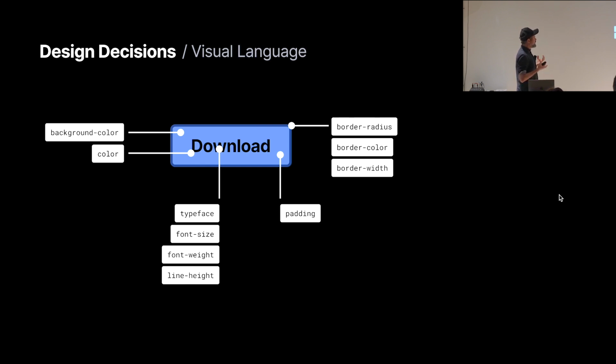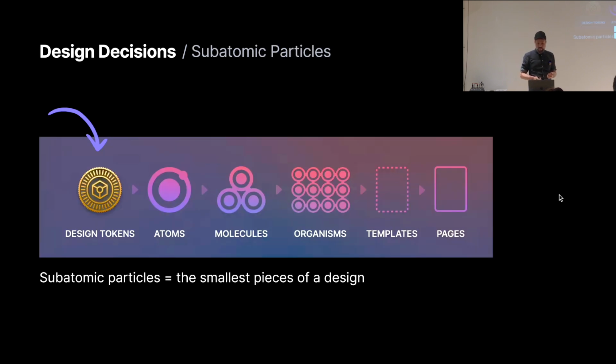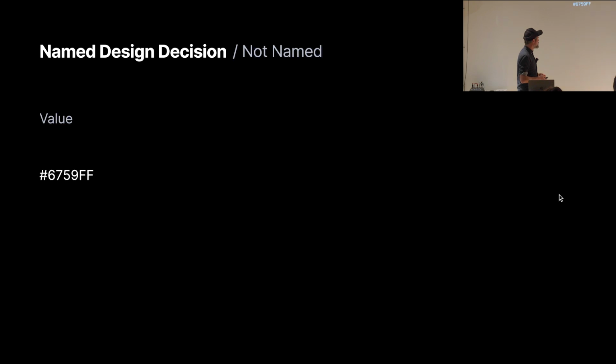But I hope you get the point that it's about your core design decisions and your visual language. Brad Frost, who came up with the atomic design methodology, puts it really nicely. He says design decisions or design tokens are subatomic particles. They're the smallest pieces of your design. So small, repeatable design decisions would also be a definition of design tokens.